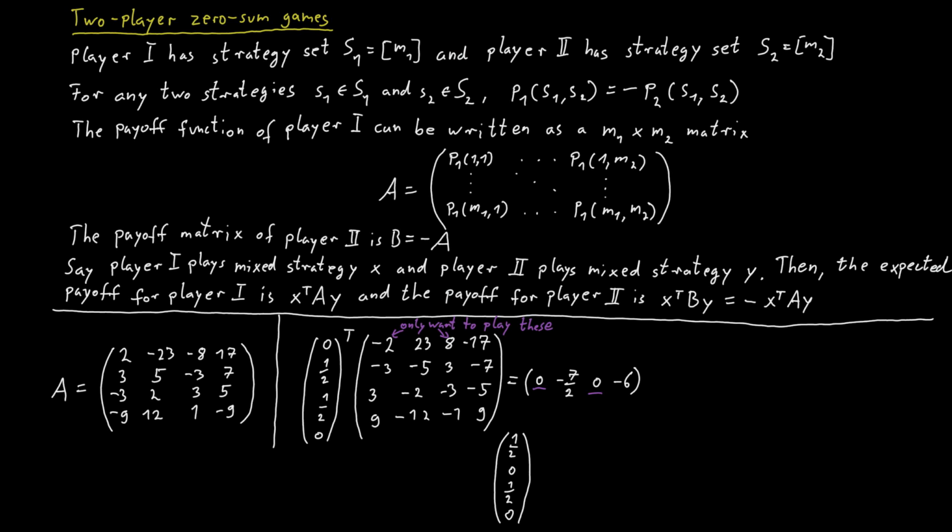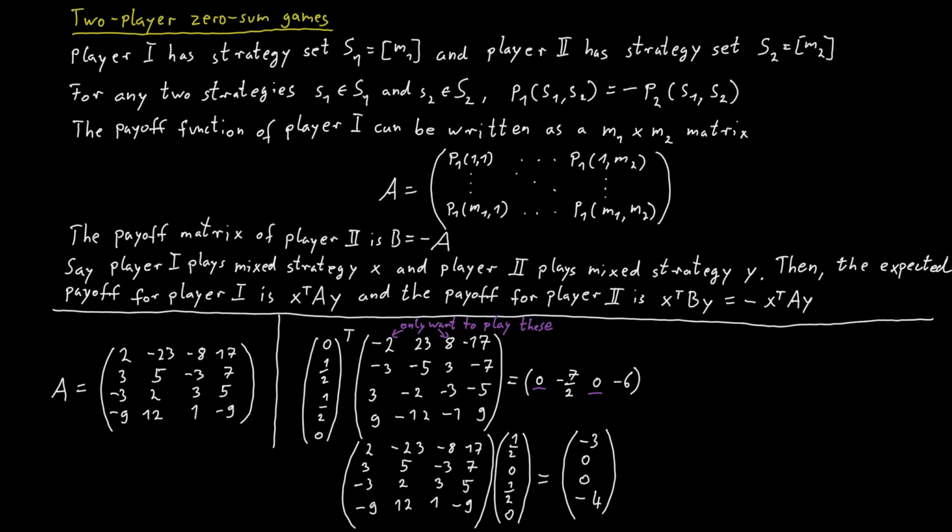Well, we can simply calculate this in a similar way as we did previously. We just take the payoff matrix of player 1, so this matrix A, and then we multiply it with the mixed strategy of player 2, so this vector 1/2, 0, 1/2, 0. And what we get is a vector, and this vector is minus 3, 0, 0, minus 4.